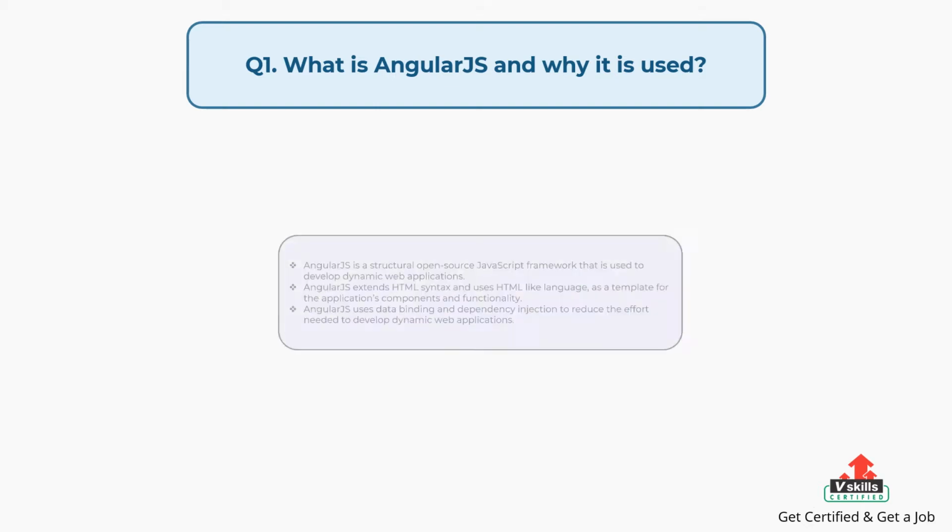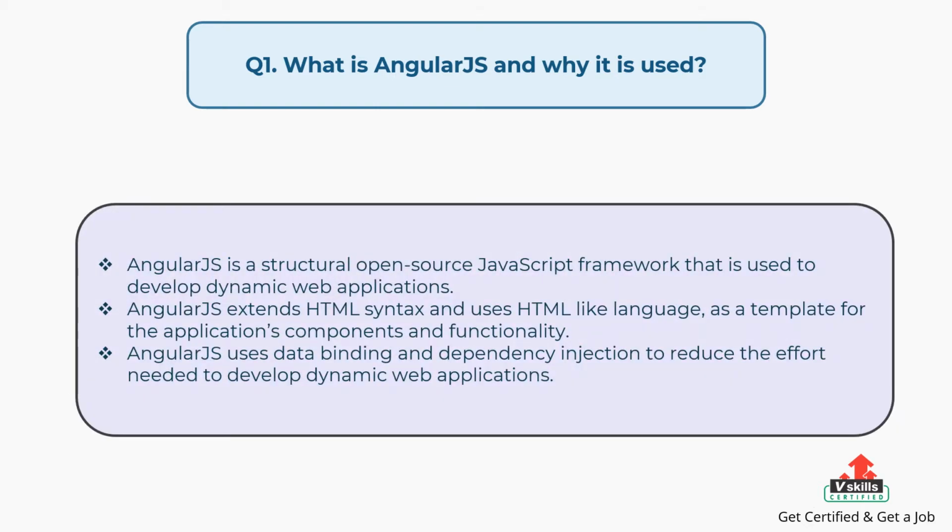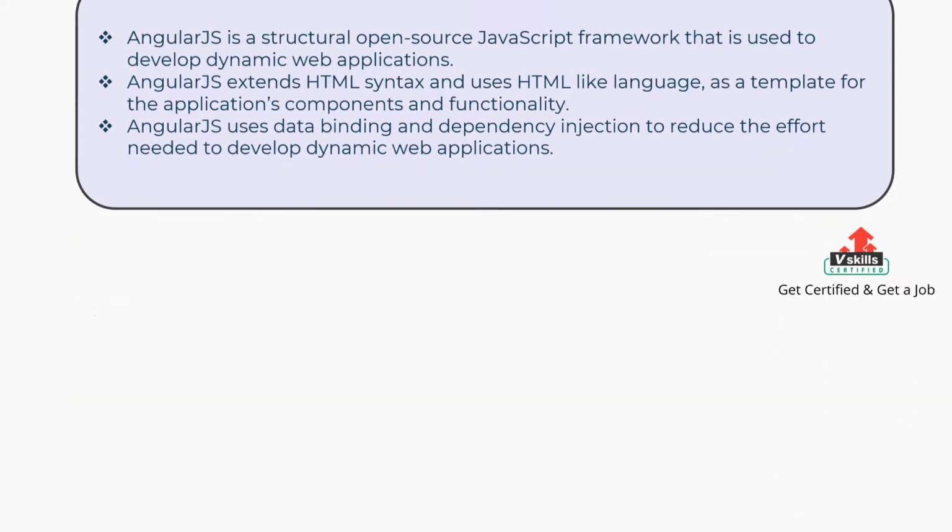The answer is, AngularJS is a structural open-source JavaScript framework that is used to develop dynamic web applications. AngularJS extends HTML syntax and uses HTML-like language as a template for the application's components and functionality. AngularJS uses data binding and dependency injection to reduce the effort needed to develop dynamic web applications.